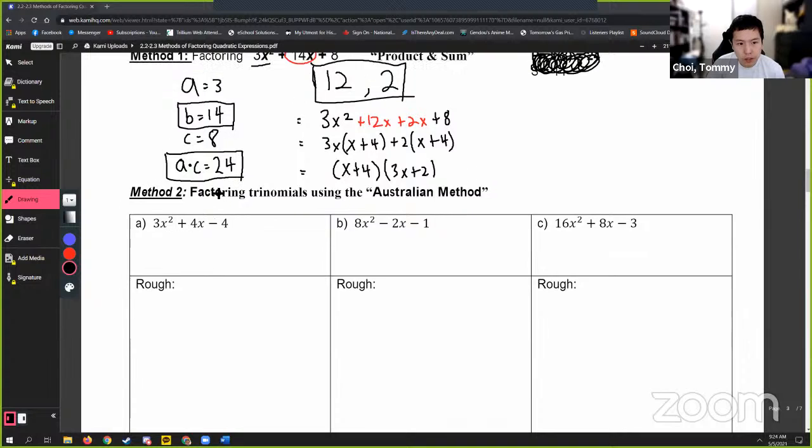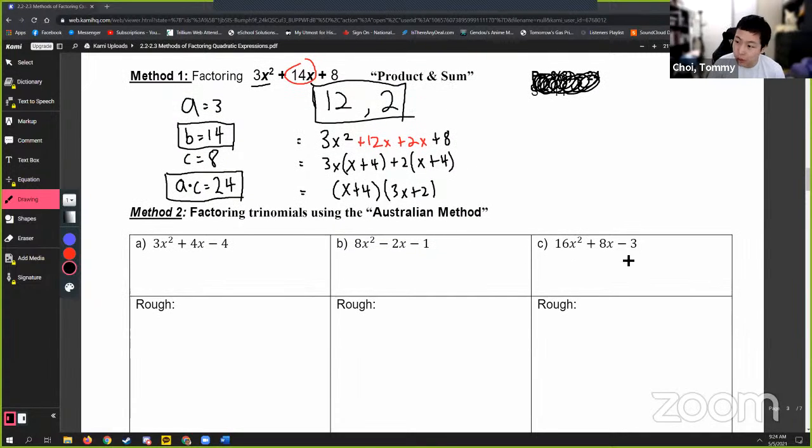So let's talk about factoring trinomials using the Australian method. The Australian method is a little bit unique. You still have to think of two numbers that add and multiply to b and a times c, but the way you set it up is a little bit different. Let's look at question A: 3x squared plus 4x minus 4. We write down a is 3, b is 4, c is negative 4, and a times c is 3 times negative 4, which is negative 12.